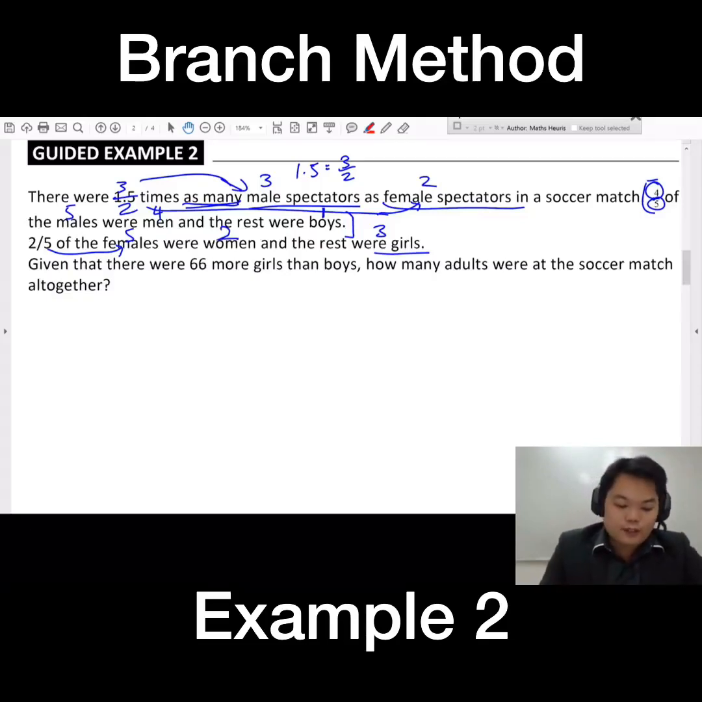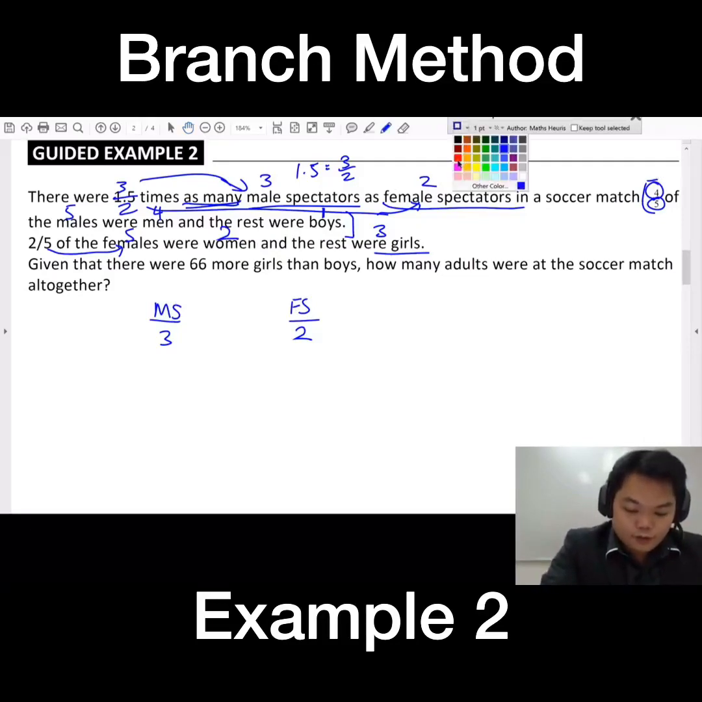Okay, so given that there were 66 more girls than boys, how many adults were at the soccer match altogether? Right, let's list out what we have first. We have male spectators, female spectators. This is 3, and this is 2.